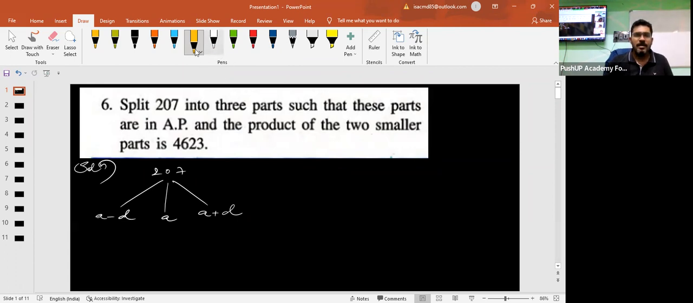So the first condition can be very easily written. That is A minus D plus A plus A plus D is equal to what? 207.